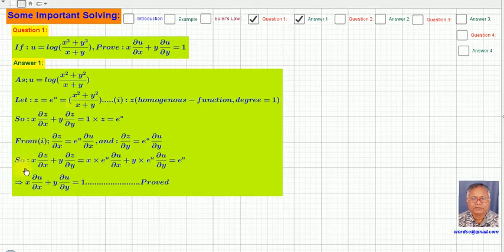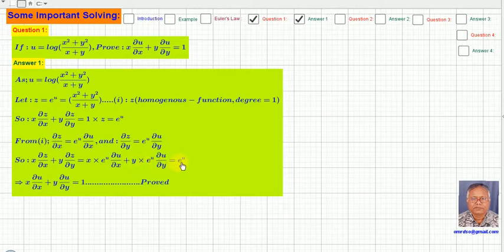So now according to Euler's law, what will be here? x times del z del x plus y times del z del y is equal to degree, meaning 1, into the function z, 1 into z. But z is equal to e power u, so it finally becomes e power u. Now let us find out del z del x from this expression. So del z del x will become e power u del u del x and del z del y becomes e power u del u del y. So x into del z del x plus y del z del y is equal to x into e power u del u del x plus y into e power u del u del y is equal to e power u.